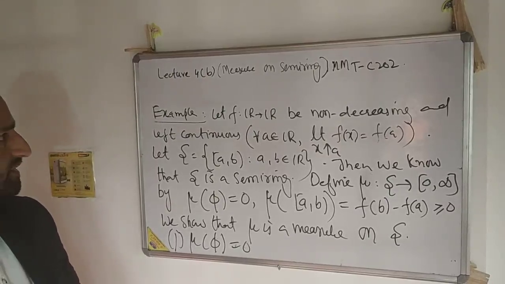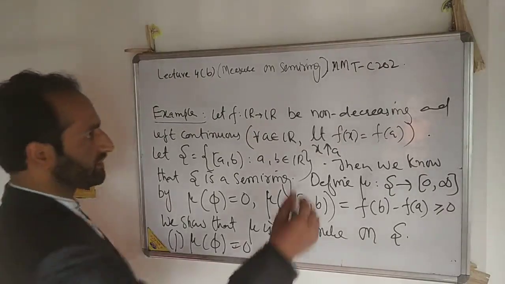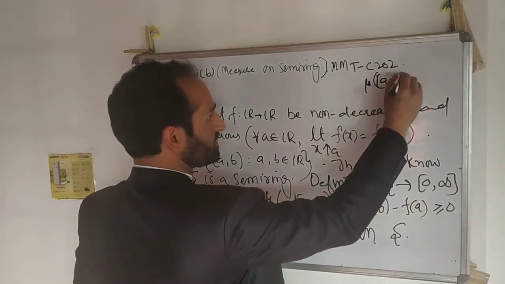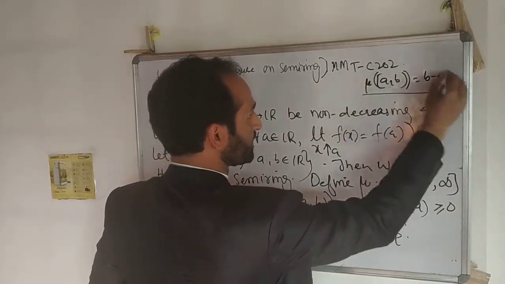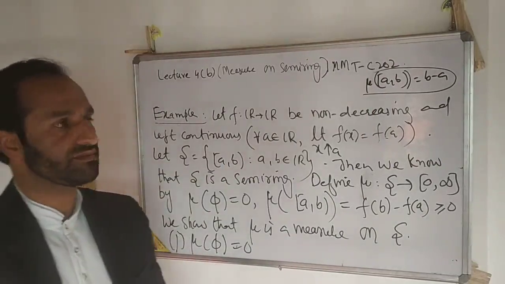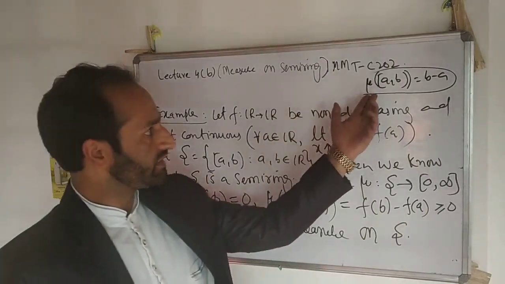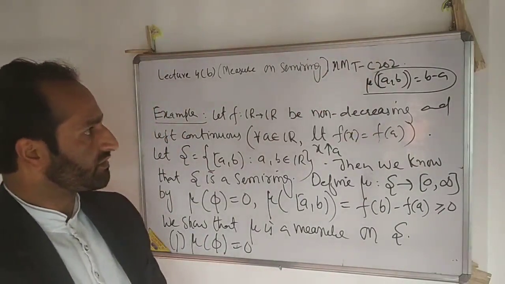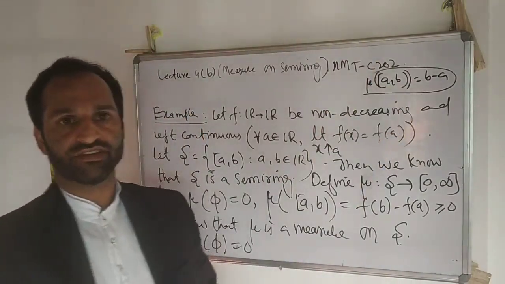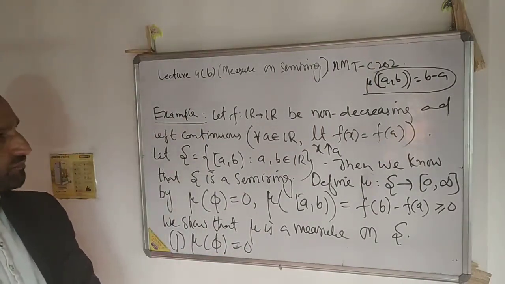For this example, we have to show that the function mu, which is defined on the semi-closed interval (a, b] as b minus a, is a measure. We show that this set function is a measure. Here S is the class of semi-closed intervals, which is a semiring, which has already been shown, and we define the set function mu on that class by mu of (a, b] equals b minus a. In order to prove this, we prove a more general result here.